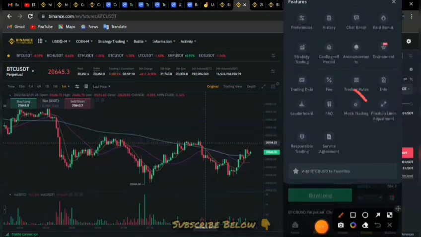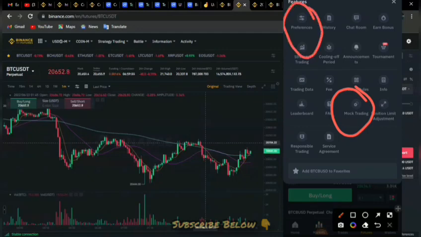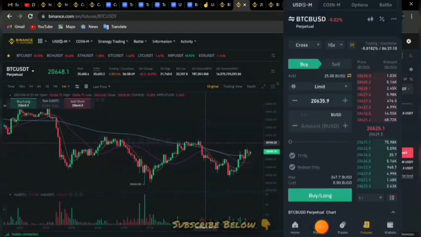Now on the top icon, you get access to the mock trading menu. Then you also get access to the preference option. The preference option takes you directly to the multi-asset mode. The mock trading takes you directly to the mock trading menu, where you can test it and start trading with a demo account. Now these are some of the benefits you get on the Binance platform by being a Binance user.